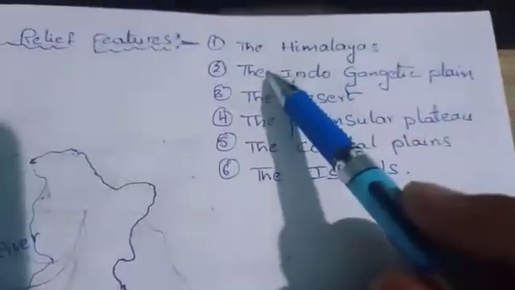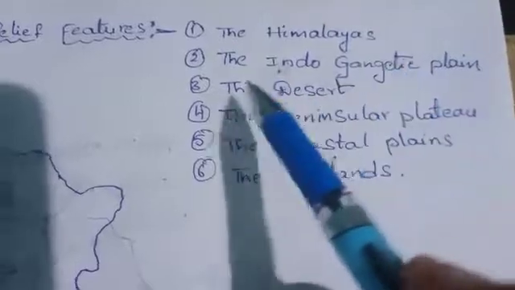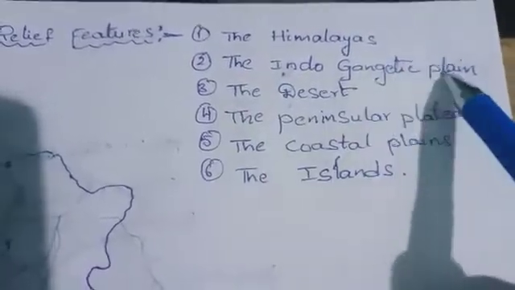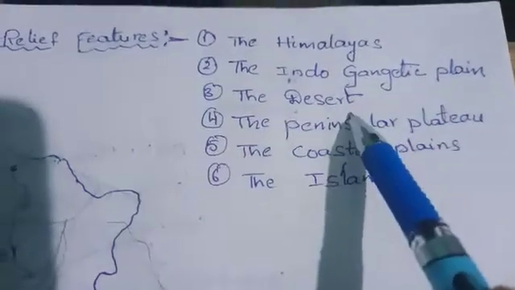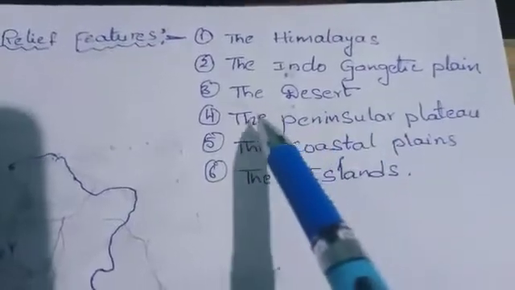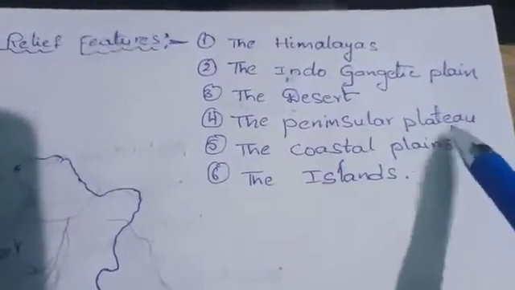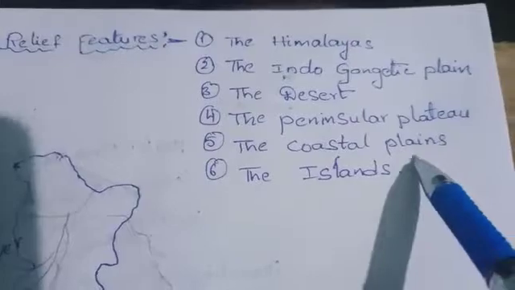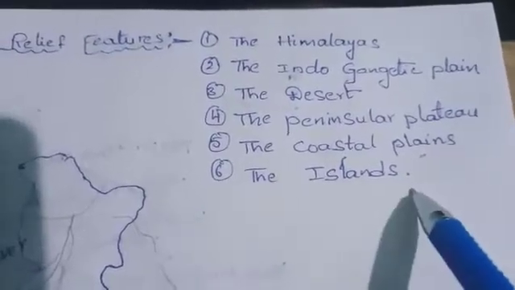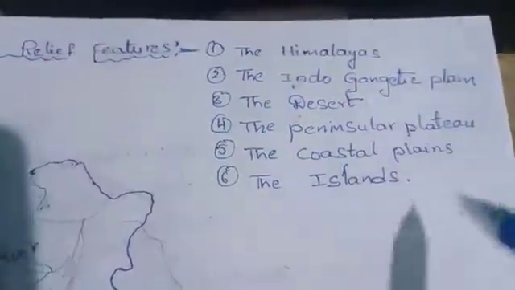Observe. First one, the Himalayas. Second one, the Indo-Gangetic Plain. Third one, the Great Desert. Fourth one, the Peninsular Plateau. Fifth one, the Coastal Plain. And sixth one, the Islands. Observe these 6 relief features in the India map.